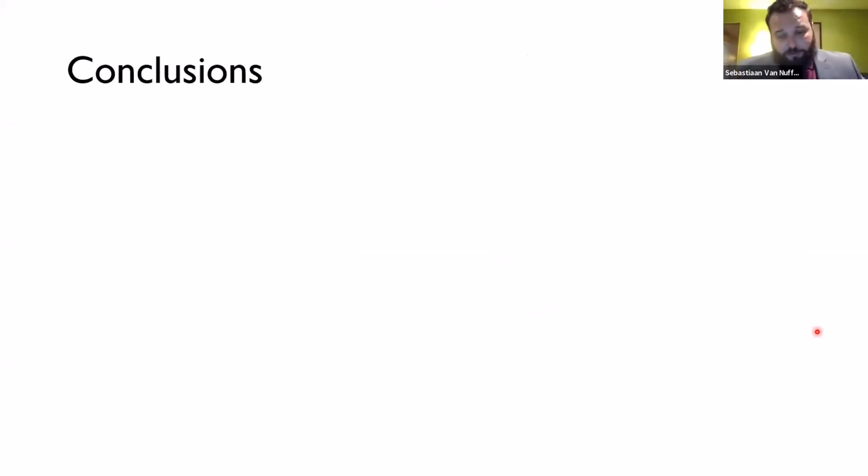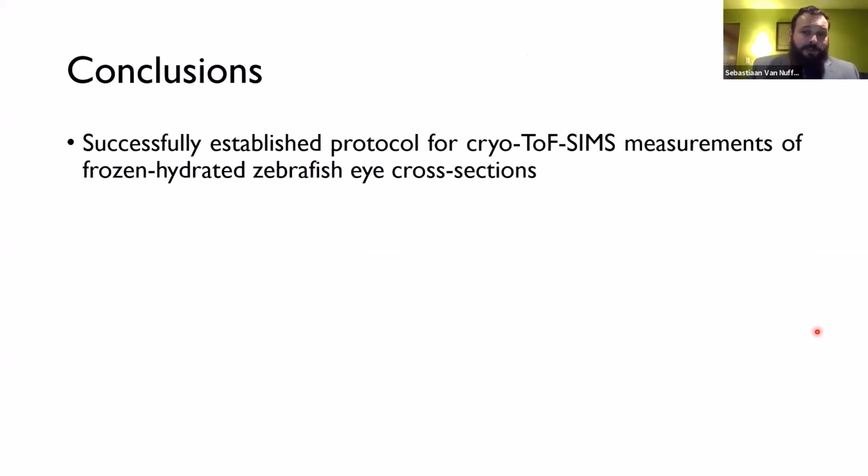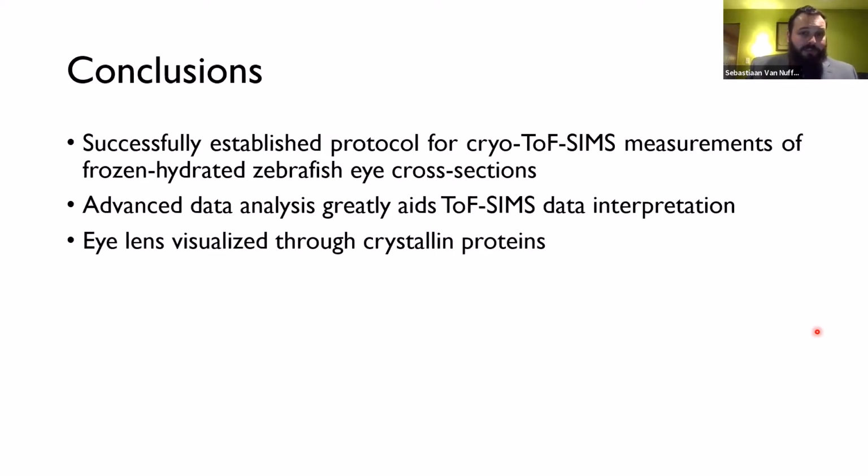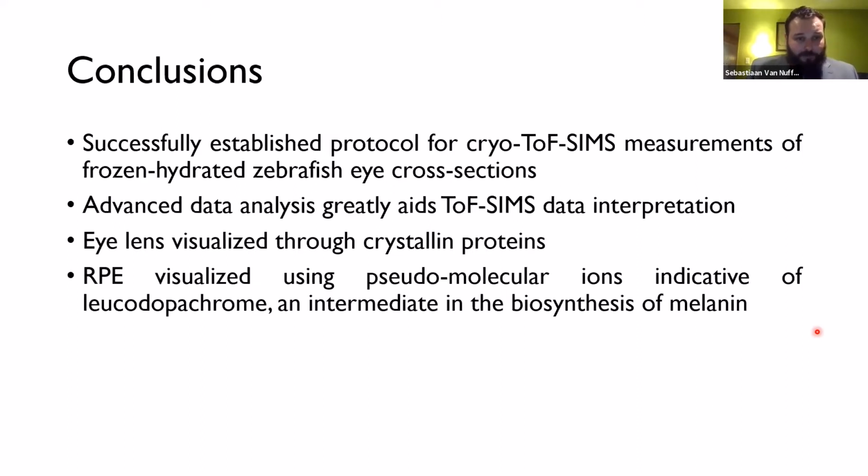And now for the conclusion. So we successfully established a protocol for cryo-TOF-SIMS measurements of frozen hydrated zebrafish eye cross sections. There's also a protocol that we can expand to other types of tissue. We also demonstrated through advanced data analysis, by combining our data sets into a single hyperspectral data set and then combining that with multivariate analysis, we can really enhance the data interpretation. We're also able to visualize the islands because of the crystalline proteins. We were able to visualize the RPE using pseudomolecular ions indicative of leucodopachrome, intermediate in the biosynthesis of melanin.